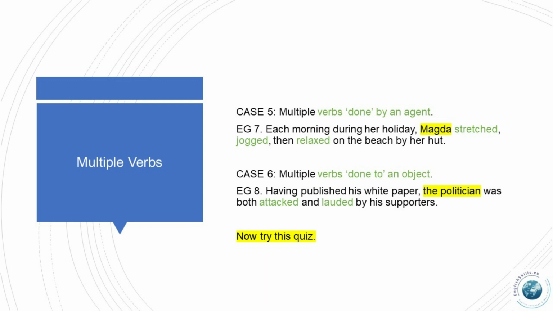Example 8, case 6. Having published his white paper, who published the white paper? The politician. We'll talk about introductory clauses very soon. The politician was both attacked and lauded by his supporters. So in other words, we know that the politician was attacked and we know that the politician was lauded. Pause the video if you're not sure of that vocabulary, of course, as always. Everything's parallel. We can make sure that we don't repeat when we're writing the things that are highlighted. It's just a test to make sure that the first part of each of the list is parallel.